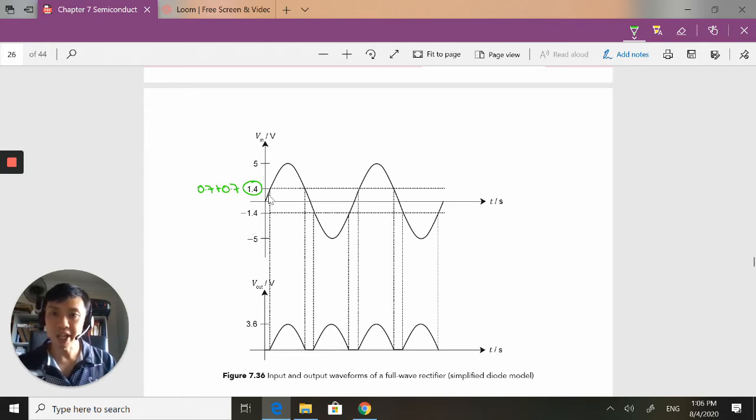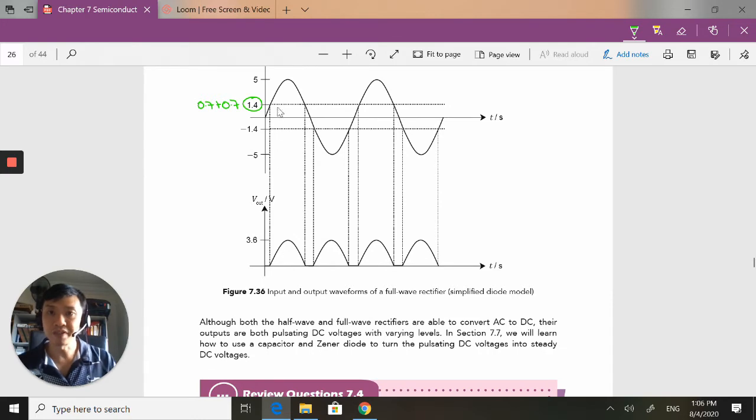Anything below 1.4, anything below or above negative 1.4 will not have any signal because effectively no current will flow. So if I draw a line across these two 1.4 values, nothing in between these two 1.4 signals will work. Anything in between the 1.4 signals will be considered 0.